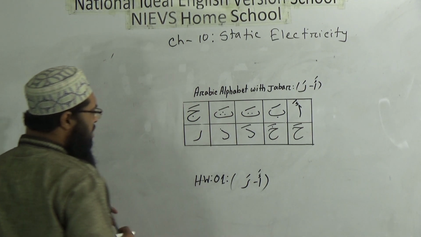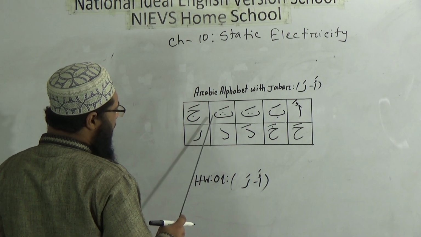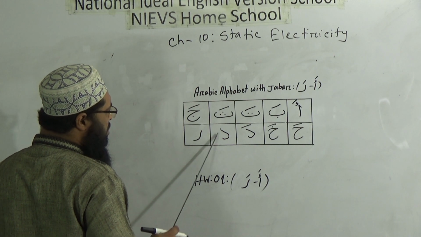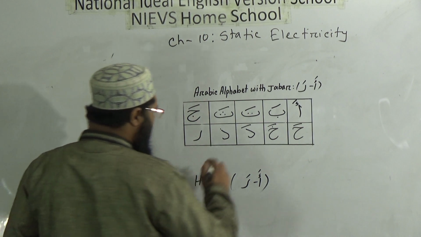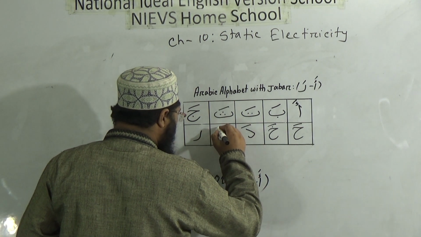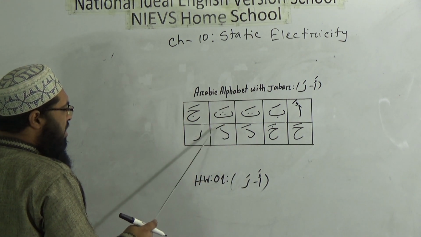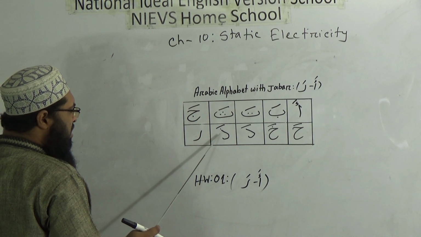Sorry my dear students, you know that this one is dal. My dear students, tha and dal have the same makhraj, and you have to pronounce these two Arabic alphabets or letters very softly. Now I am giving Jabar over the dal. Now we have to pronounce this one dal Jabar da.